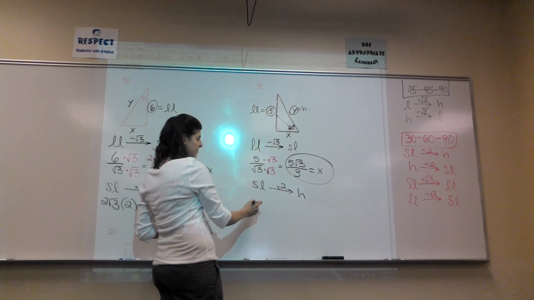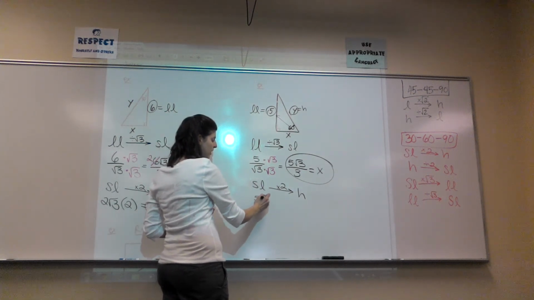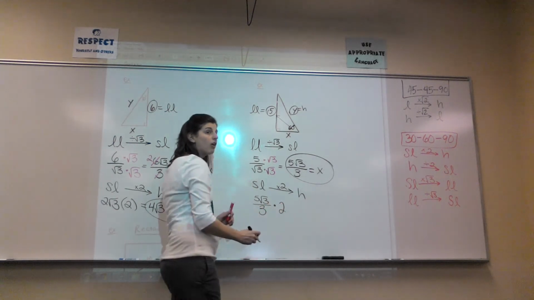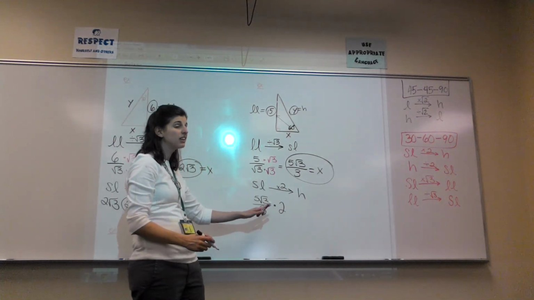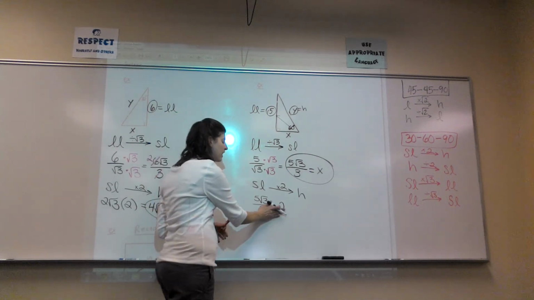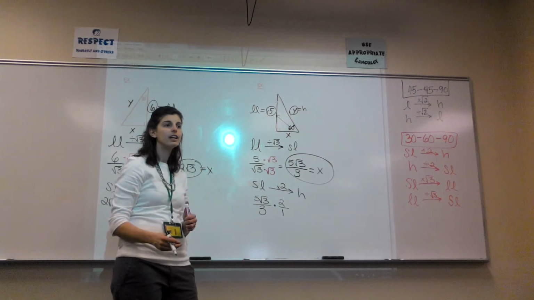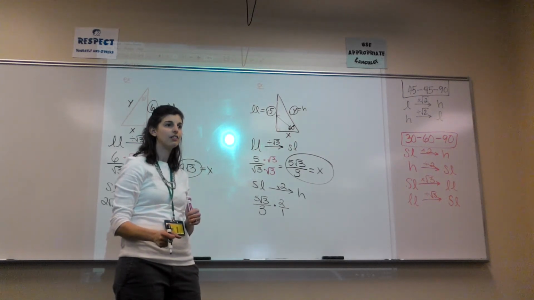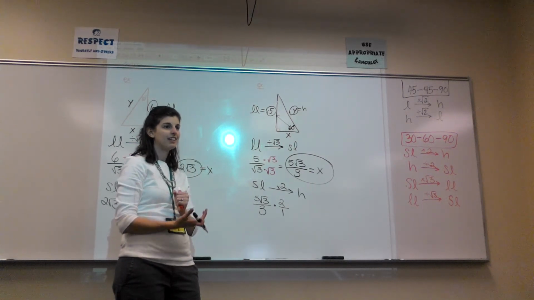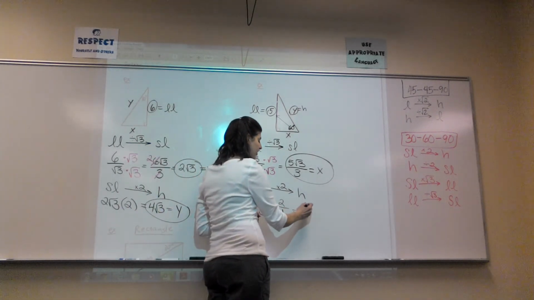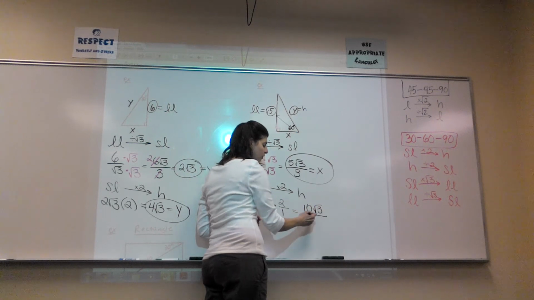So 5 square roots of 3 over 3 times 2. Now, this is where people can get a little confused with some algebra. 2 is the same thing as 2 over 1. Are you lost? Oh, okay. 10 square root of 3. Ah, very good. 10 square root of 3 over 3.